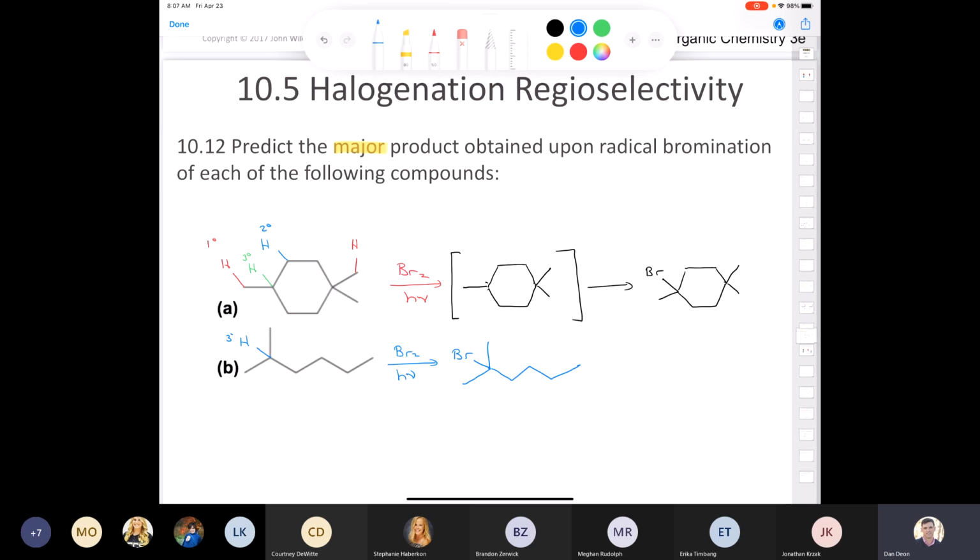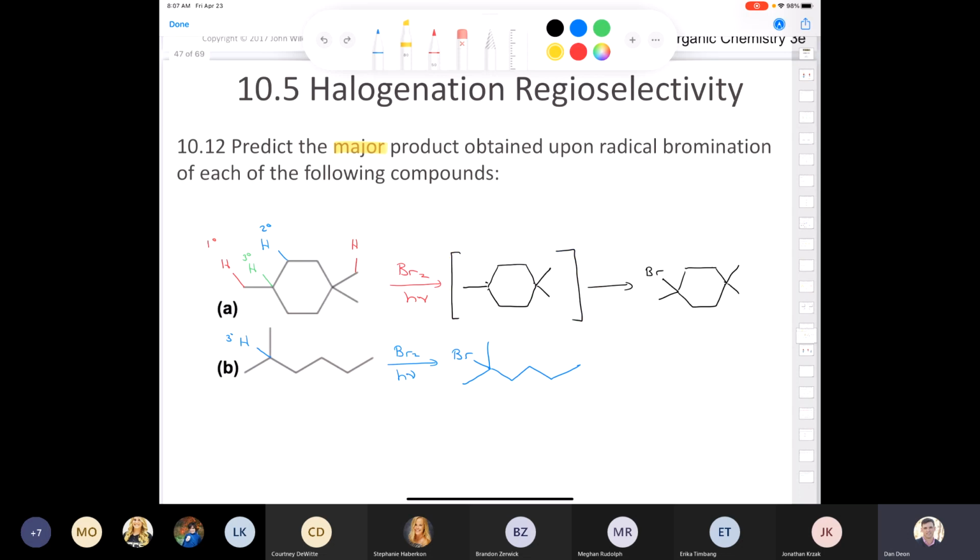And again, you can see the synthetic utility of this reaction, because if you were to take this compound, for example, and you were to treat it with Cl2 and light, you would end up with chlorination not only there, but here and here and here and here and here. You'd end up with a whole host of products, which isn't very useful when it comes to trying to develop new molecules. Well, what about this kind of radical intermediate?